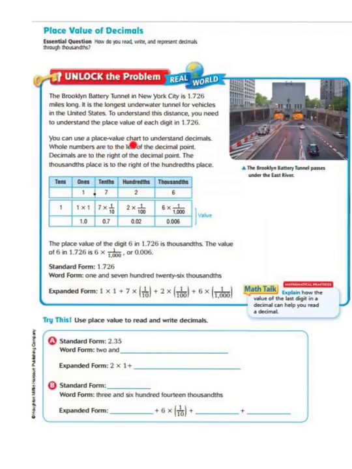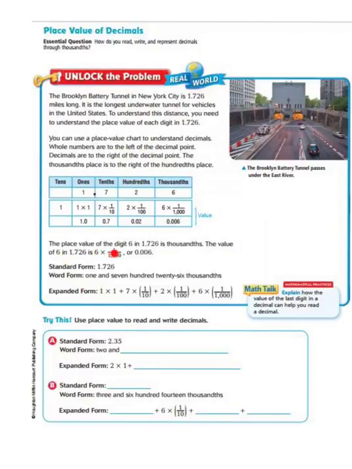You can use a place value chart to understand decimals. Whole numbers are to the left of the decimal point. Decimals are to the right of the decimal point. The thousandths place is to the right of the hundredths place. So we have our decimal place right here. And to the left of the decimal, we have our whole numbers, which begin with ones, tens, hundreds, thousands, 10,000s, and so on. Again, here is our decimal point. To the right of our decimal is tenths with the TH, hundredths with the TH, and thousandths with the TH.